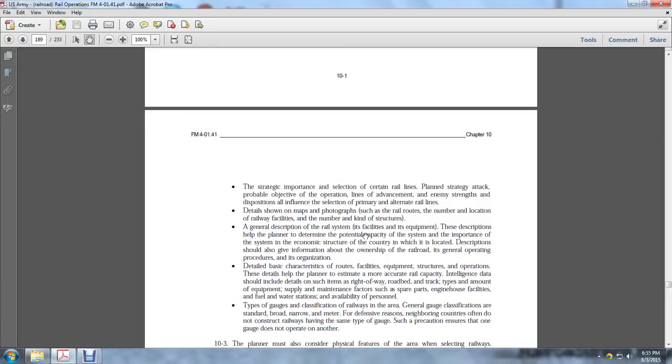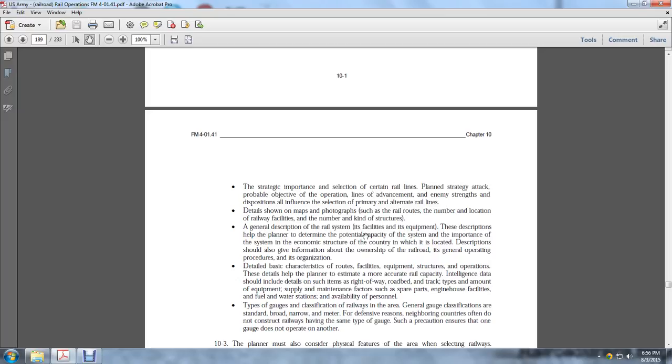Description should be given in the information on ownership of the railway and general operating procedures, the organization, detail, basic characteristics, route facilities, equipment, structures, and operation. For the planner to estimate more accurate railway capacity, intelligence data should be detailed on such items as the right of way, the roadbed, track, and types and amount of equipment, supply, and maintenance factors, such as spare parts, engine house facilities, and fuel and water stations available, and personnel.